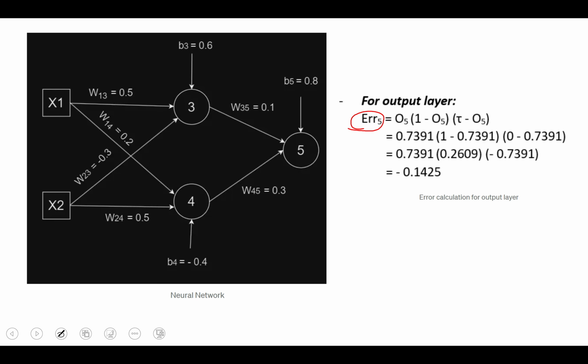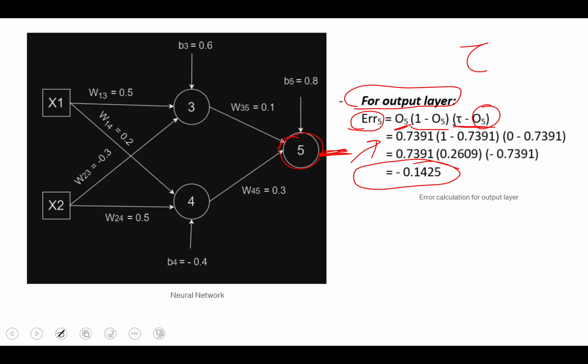For error evaluation specifically on the output layer, the formula will be the output of this neuron multiplied by 1 minus the output of this neuron, multiplied by tau minus O5. Tau is your expected output, and O5 is whatever the output was. So the evaluation, you can see, will give your error as minus 0.1425. Take a note of this.